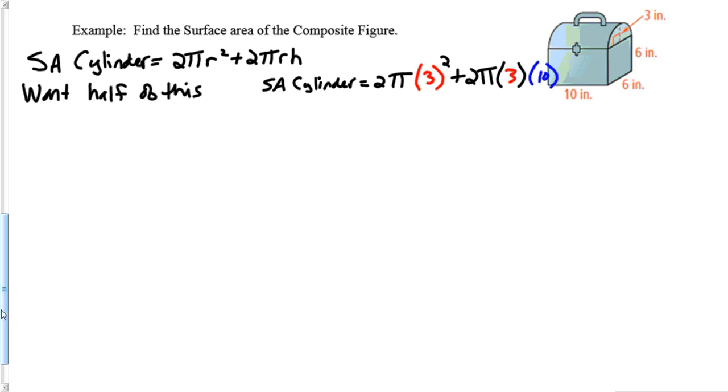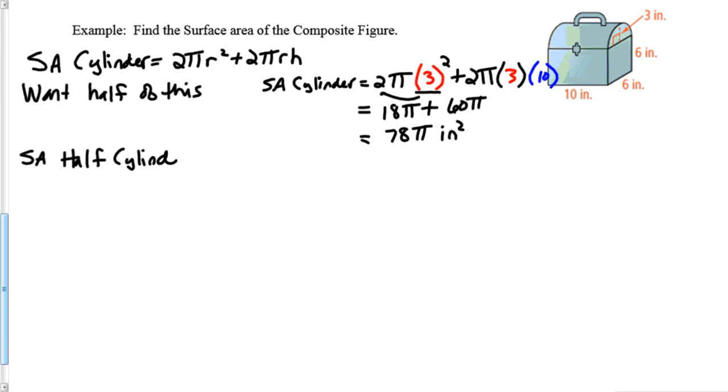So this is what I have for the surface area of the cylinder. I'm going to simplify that, and I have 9 times 2, so I have 18 pi plus 30 times 2, 60 pi, and that gives me 78 pi, and our units are inches squared. And again, that's the whole cylinder. I don't want that. I want the surface area of half of the cylinder. So I'm going to take that and divide it by 2, and 78 divided by 2 is 39. So this is what I want to use, the surface area of half the cylinder is 39 pi.